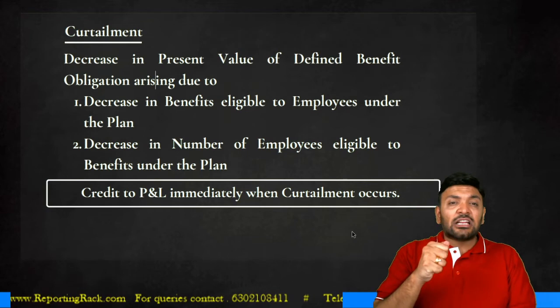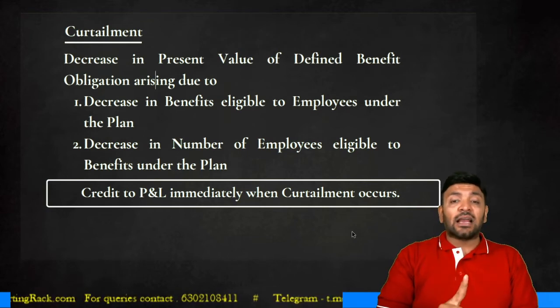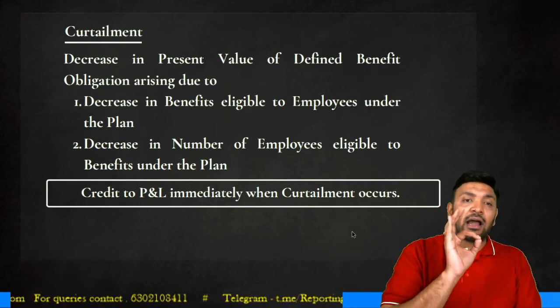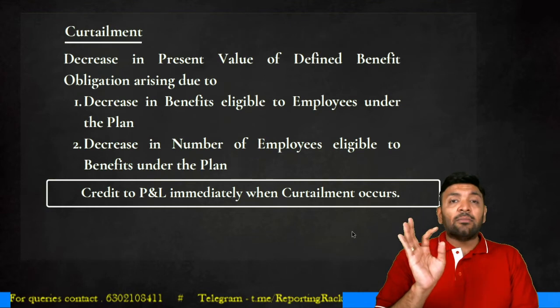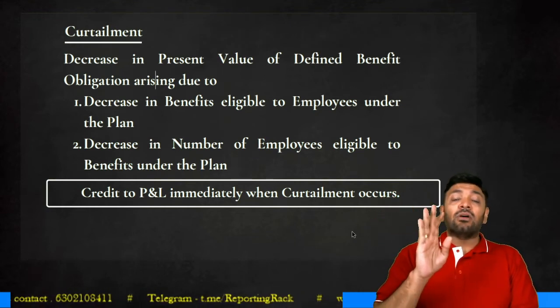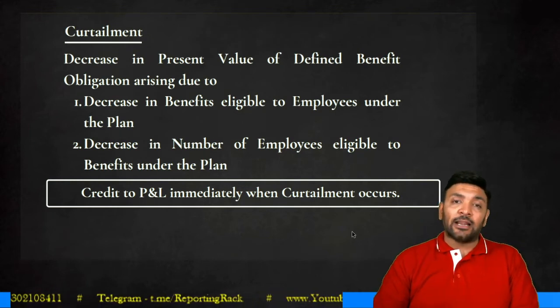Whenever it's a curtailment, it's a reduction in the obligation. Whenever it is a reduction in the obligation, it is a gain. So therefore, such gain should be recognized in the credit of the P&L immediately when such curtailment occurs. When the curtailment occurred itself, I will start recognizing the amount of gain, that is a decrease in the present value of obligation, into the credit of P&L.